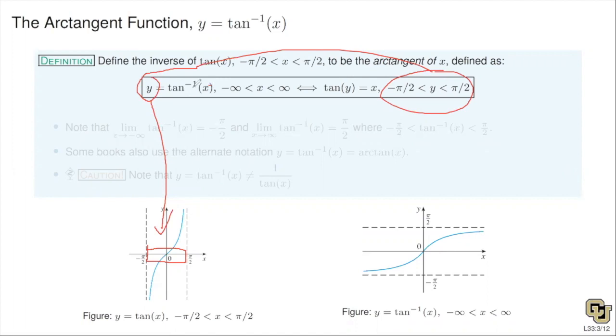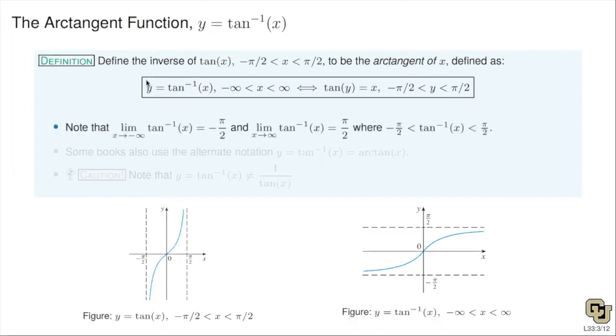And the domain is the range of tangent, which is minus infinity to infinity. So here we do have some limit properties. The graph is really important to know when you do limit problems.